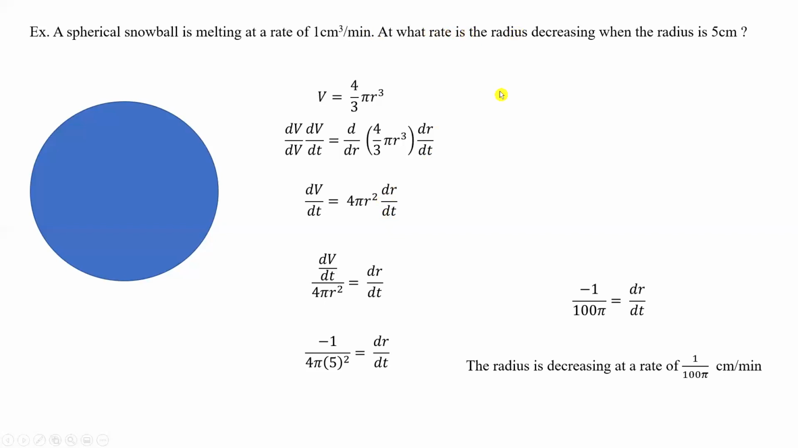Rate of change of radius, so that's the change in radius over time. We get that by itself. Then look for any information that you can plug in. And once you've plugged in that information, clean it up and write a sentence.